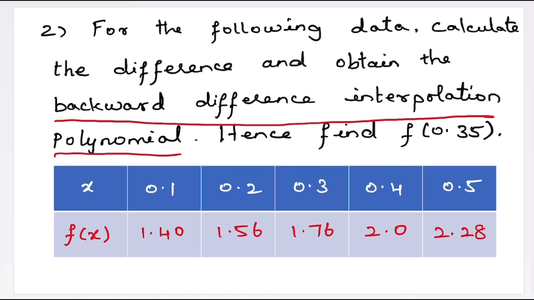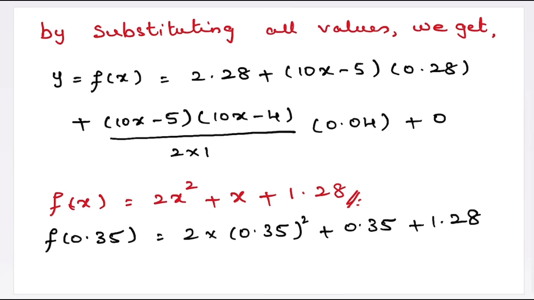Now, to find f of 0.35, so f of 0.35 is equal to, by substituting 0.35 for x in 2x square plus x plus 1.28, we get 1.875. So, therefore, f of 0.35 is equal to 1.875, which is the solution of this problem.